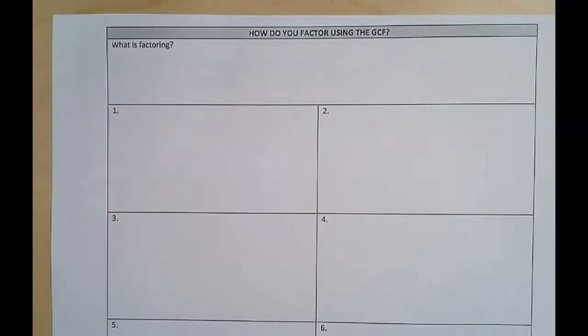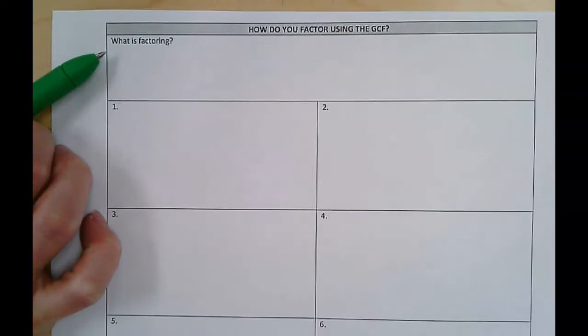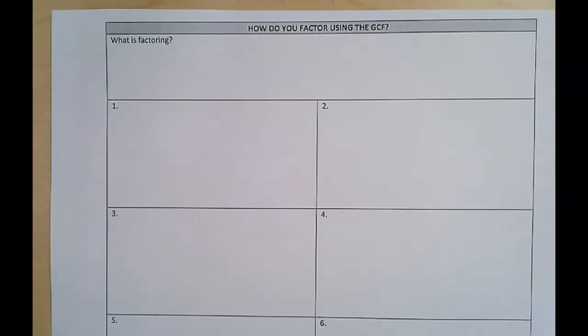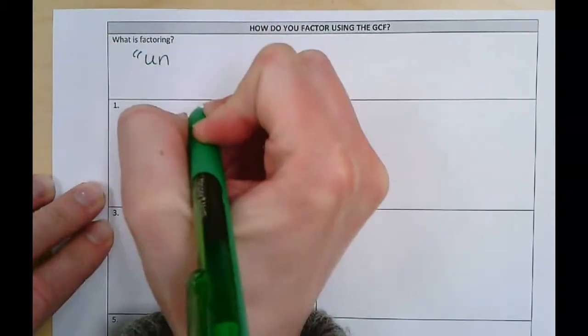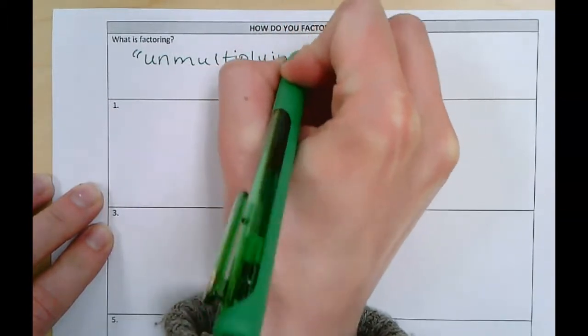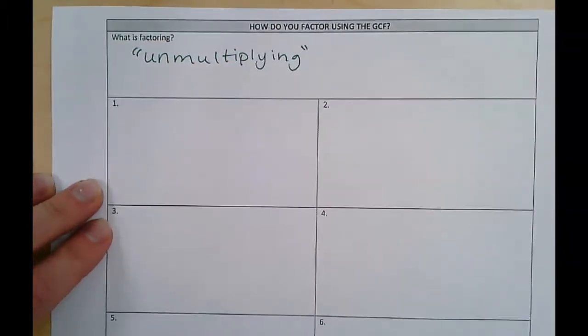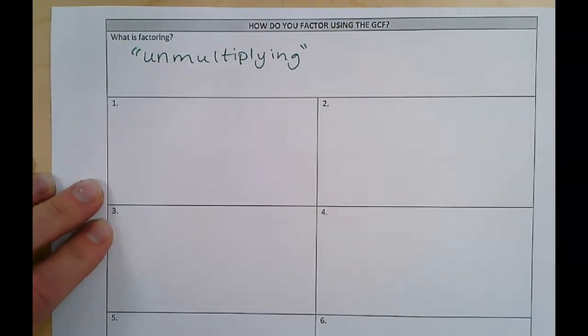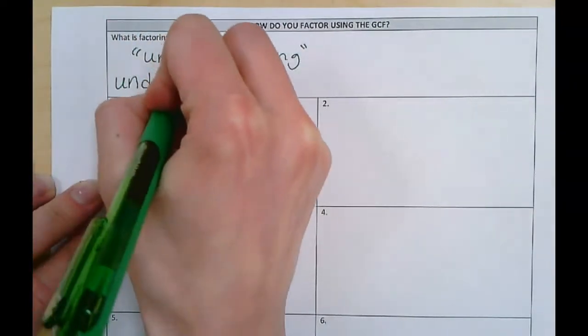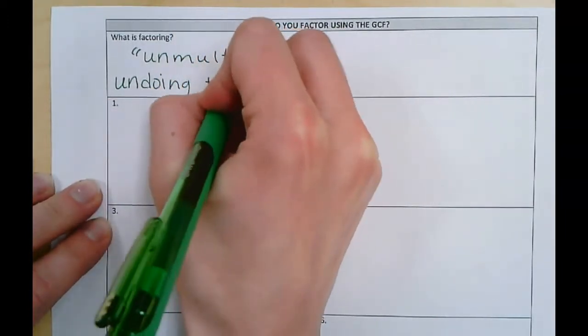So, how do you factor using the GCF? First, let's talk about what factoring actually is. We're finding a factor, but the verb of factoring is sort of an unmultiplying. I don't like to call it dividing, even though that sounds like division. We are not dividing the problem, we're unmultiplying it. Or we can say we are undoing the distributive property.